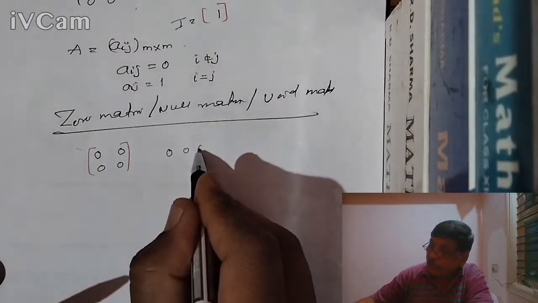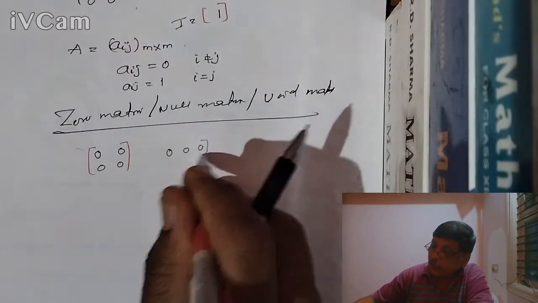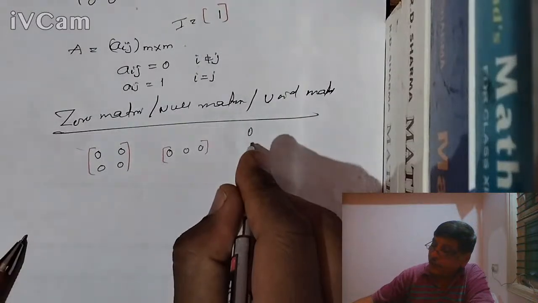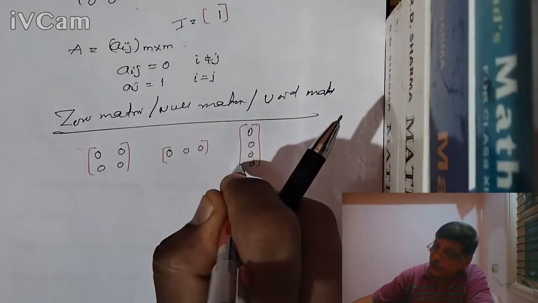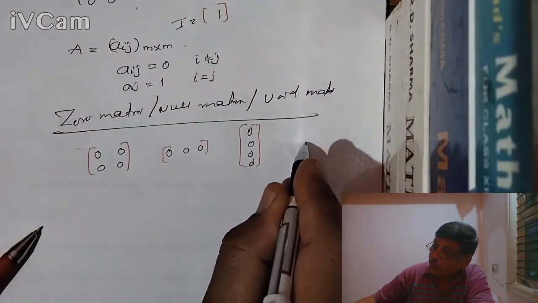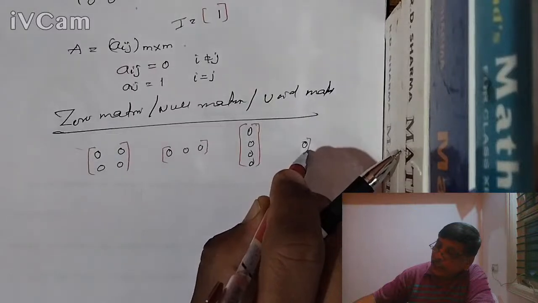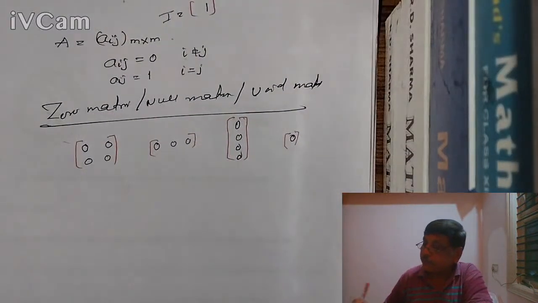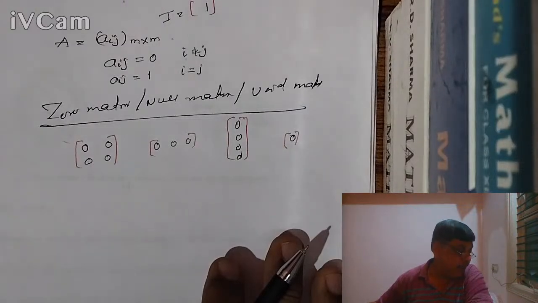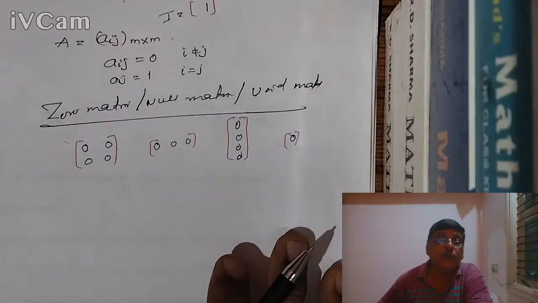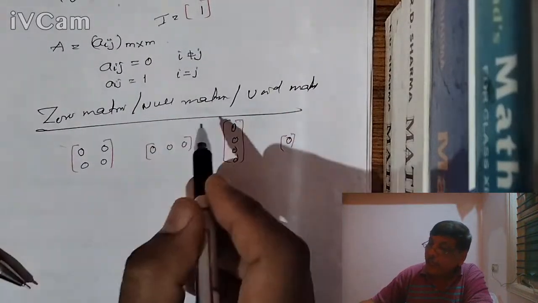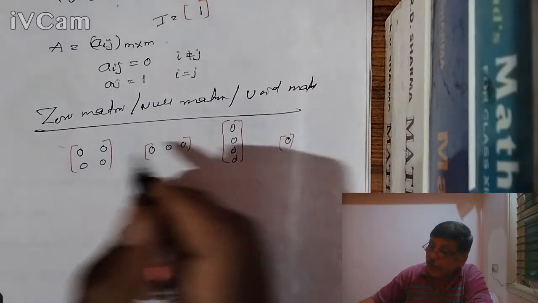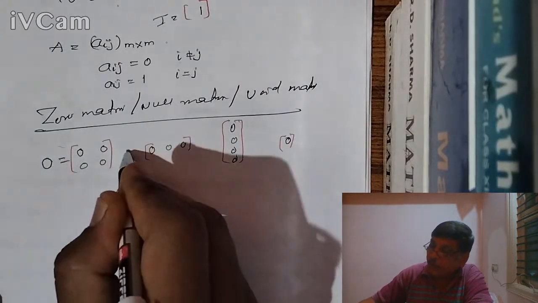You take one more example. Again, this is a row matrix in which all the elements are zeros. Next, take one more example. This is a column matrix in which all the elements are 0. Yes or no? Next, take one more example, with only one element, 0. This is also a zero matrix. A matrix is said to be a zero matrix if all its elements are 0. The zero matrix, null matrix and void matrix are usually denoted by the letter O. Got it?